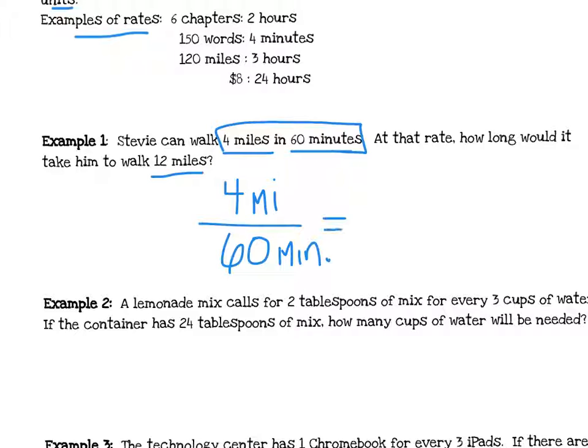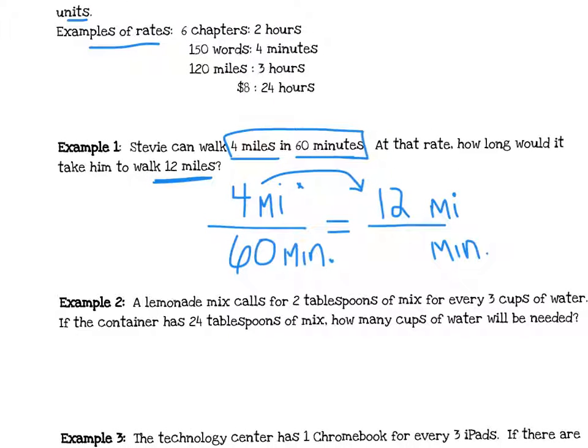Okay, now I'm going to make an equivalent rate. Very similar to an equivalent fraction. Because I have miles to minutes in my first rate, I want to make sure that I set it up the same way in my second rate, miles to minutes. And we know from the problem that he's going to be walking 12 miles. So I'm going to go ahead and fill that in on the top. Okay, and now we're going to look at the relationship between these. If we went from 4 miles to 12 miles, what happened there? Well, we multiplied it by 3.